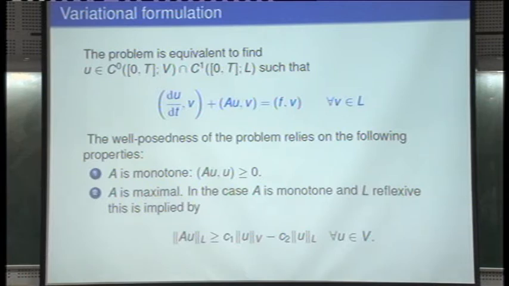First, you have to show that A is monotone, that in this case means this. So it's not coercive, just monotone. It means that when I test it against U itself, it's non-negative. You see, this is not coercivity. This is only monotonicity of the operator. Okay? Yes?